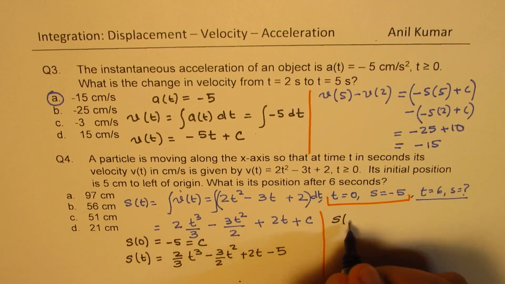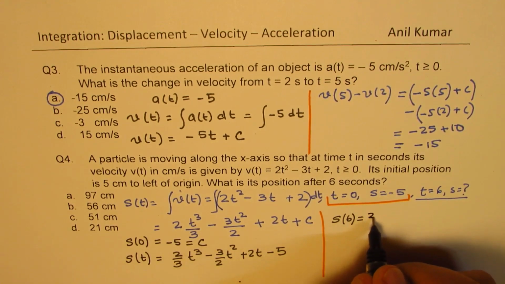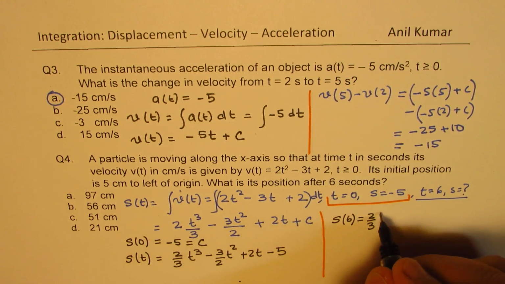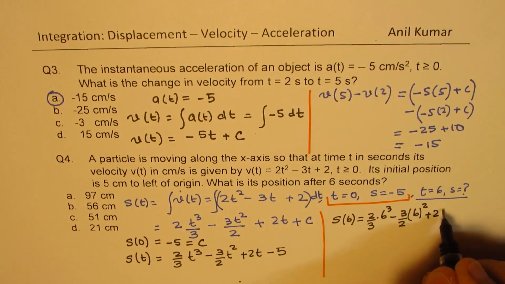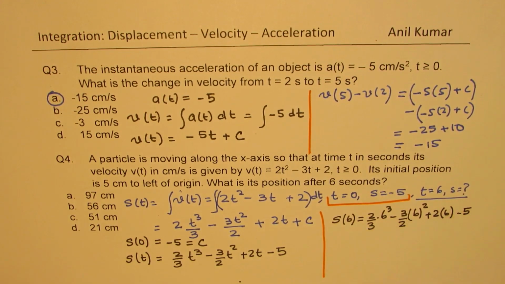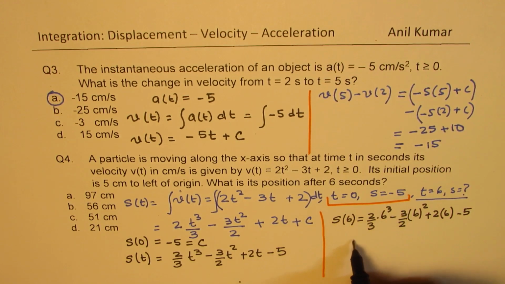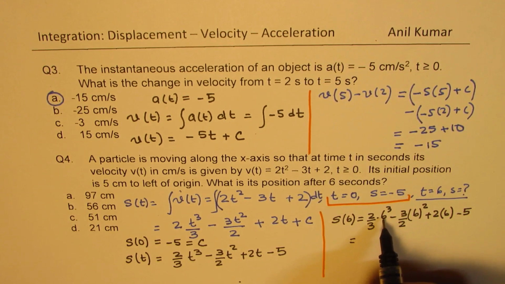So s of 6 is equal to 2 over 3 times 6 cubed, minus 3 over 2 times 6 squared, plus 2 times 6 minus 5. If a calculator is allowed, you can definitely use it to figure this out. Otherwise, 6 squared is 36, times 2 is 72, and 3 goes into it 2 times, so 72 and 72 is 144.